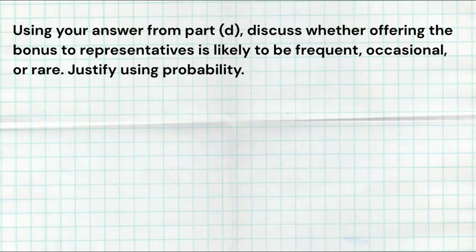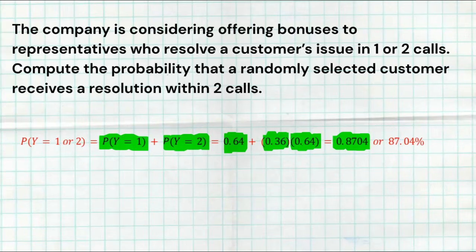Now, using your answer from Part D, discuss whether offering the bonus to representatives is likely to be frequent, occasional, or rare. Justify using probabilities. Well, we just found out the probability that you get this bonus. And remember, how do you get this bonus? If you resolve the call in 1 or 2 calls. If you do it within 2 calls, you get the bonus.